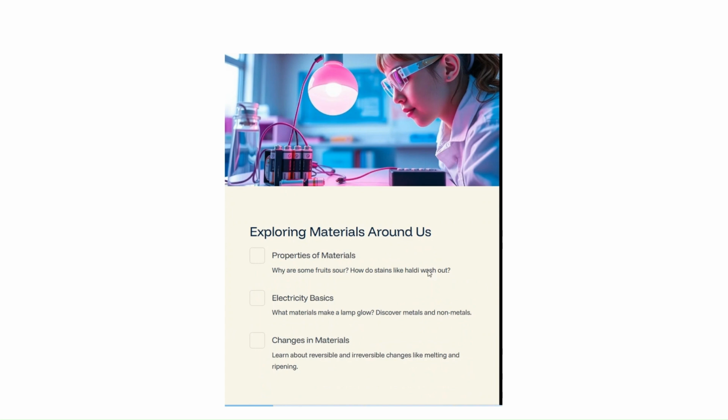Properties of materials. Why are some fruits sour? How do stains like Haldi wash out? Electricity basics. What materials make a lamp glow? Discover metals and nonmetals. Changes in materials. Learn about reversible and irreversible changes like melting and ripening.